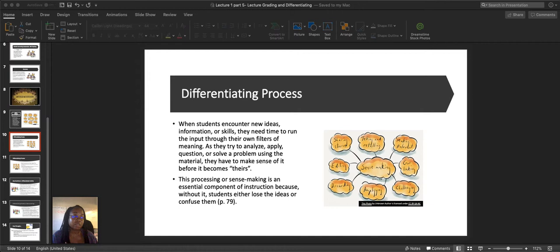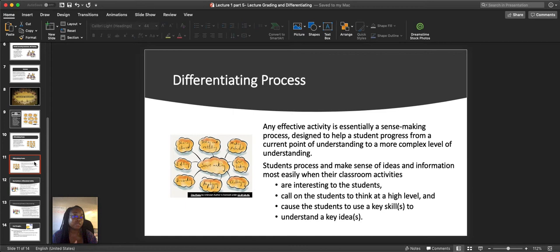So this process, or sense making, is an essential component of instruction, because without it, students either lose their ideas or confuse them, which goes into how we assess them. So that's why I said the integrated teaching and assessment approach really works, because you get that formative assessment cycle where you get to build in opportunities for them to build and connect and do sense processing on their own terms. So any effective activity is essentially a sense-making process designed to help a student progress from a current point of understanding to a more complex level of understanding.